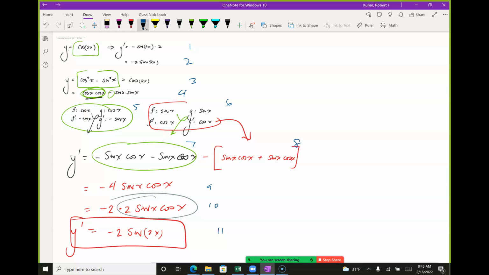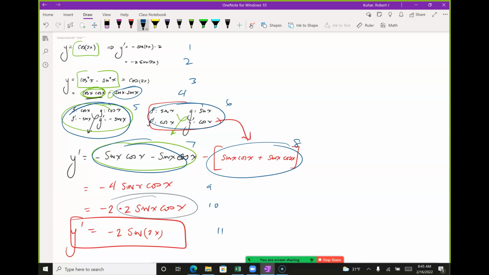So number 7 and 8. Yeah, so 7 is my loop from here. Remember I had cos squared, so cos times cos, so it's a product. And then 8 is my loop from here. I have sine squared, so sine times sine, so a product. So I'm doing my little product loop for each piece.